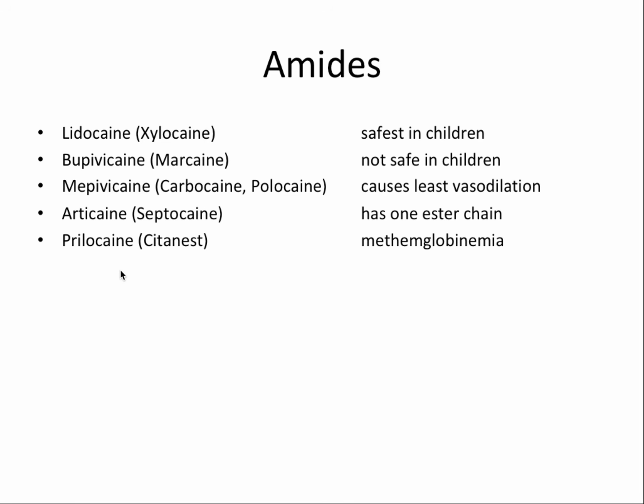Then we have prilocaine, also known as Citanest, and it's linked to this condition called methemoglobinemia. And this is a blood disorder in which an abnormal amount of methemoglobin is produced. This leads to too little oxygen delivered to the tissues and can be induced by any local anesthetic, but particularly prilocaine. And so if you get a question, it's going to link these two things.